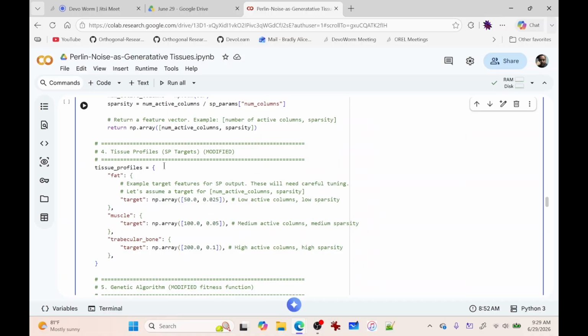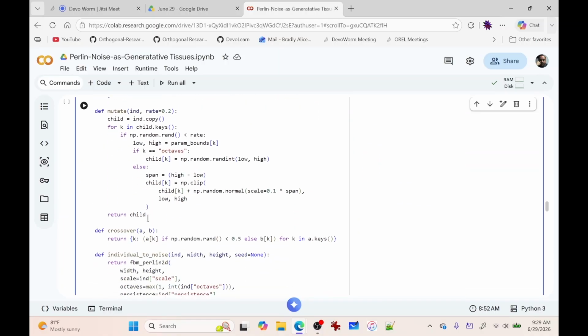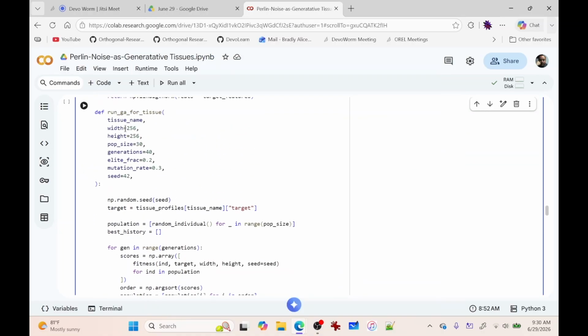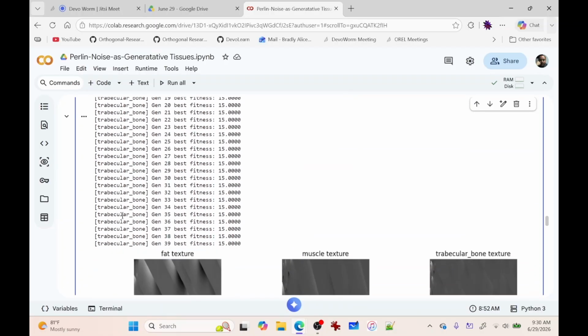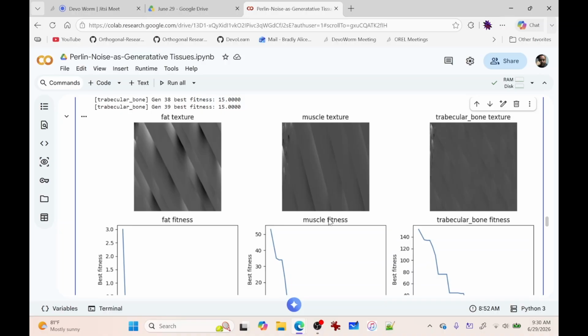Then we go down to tissue profiles, and their genetic algorithm, again, is defined. And we run our GA. So we have this 256 by 256 matrix running for 40 generations, a population size of 30, and a mutation rate of 0.3. And then we have the visualization. This is the visualization here. And now we're getting something a little bit better.